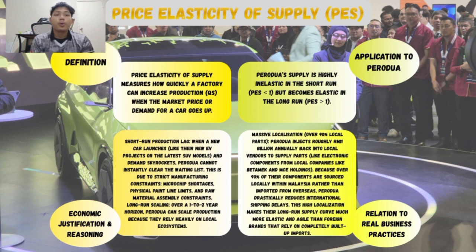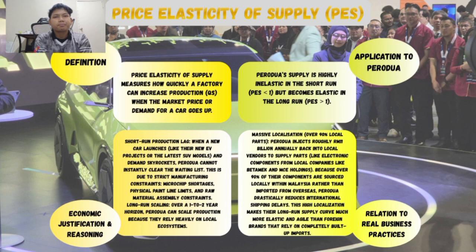Next, how is PES applied to Perodua? Perodua's supply is highly inelastic in the short run, meaning they cannot change production instantly. However, their supply becomes elastic in the long run, meaning they can scale up and adjust production given more time. And what is the economic justification for this?